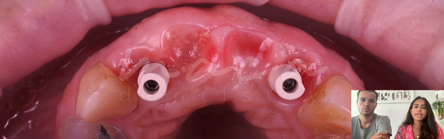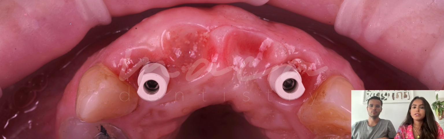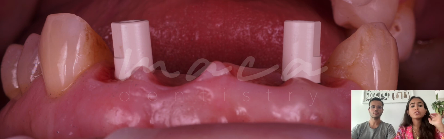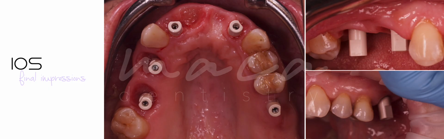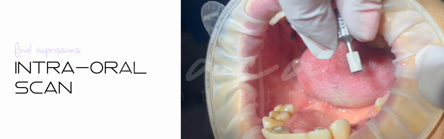Here you can see the scan bodies attached to the OMNIs and ready for digital impression taking. This is a frontal view of the scan bodies. And here we have an occlusal picture of the upper, where you can see all the scan bodies in place, and also some lateral pictures of both quadrants.